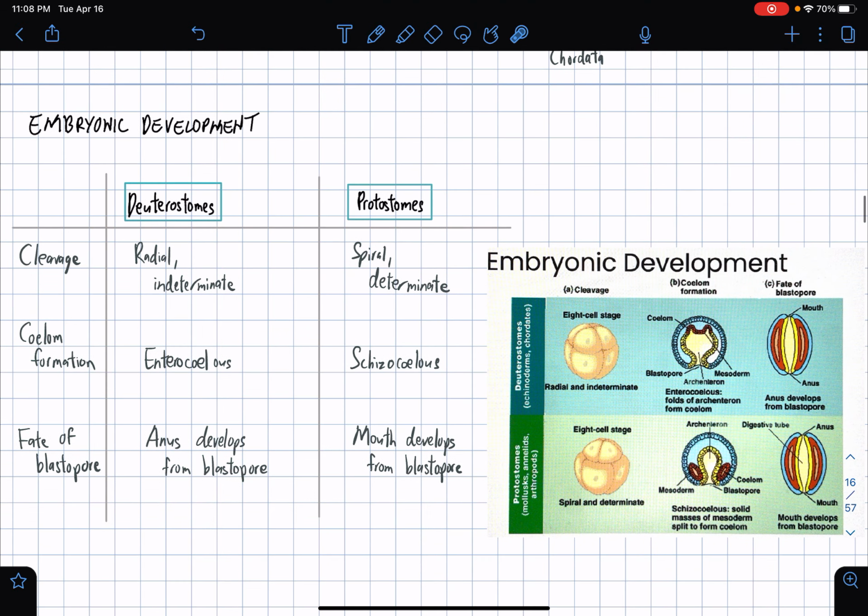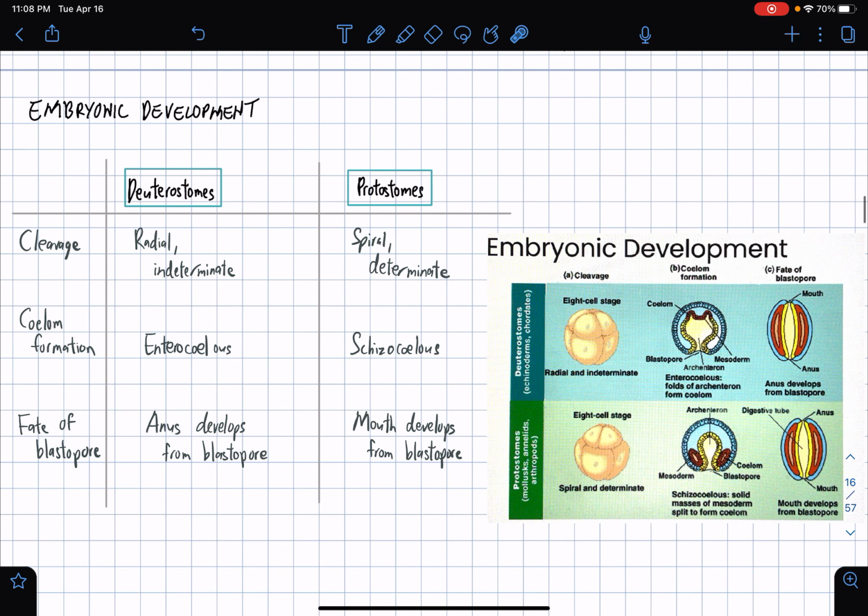Okay. Let's go to embryonic development. So, deuterostomes and protostomes. This table is already prepared. It's taken from this one. For deuterostomes, I think this is where we are. We're technically deuterostomes. The anus develops from the blastopore. That's one important detail to remember.